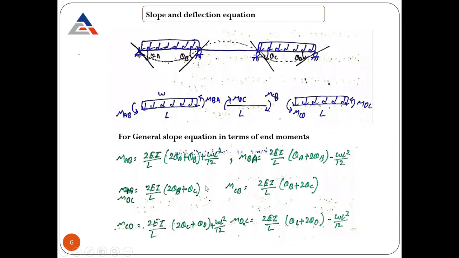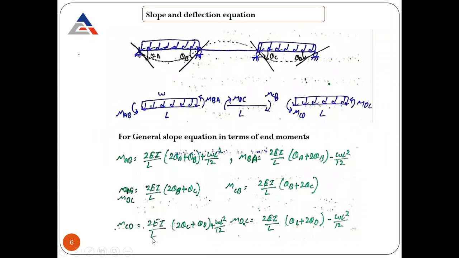So plus 0 means only 0. For CB, 2EI by L, theta B plus 2 theta C. Again there is no load between these segments, so that is why there is no value of fixed end moment. Fixed end moment only comes when there is loading. Length will always be there, without length there is no beam, obviously. So load is required. Without loading, there is no fixed end moment.